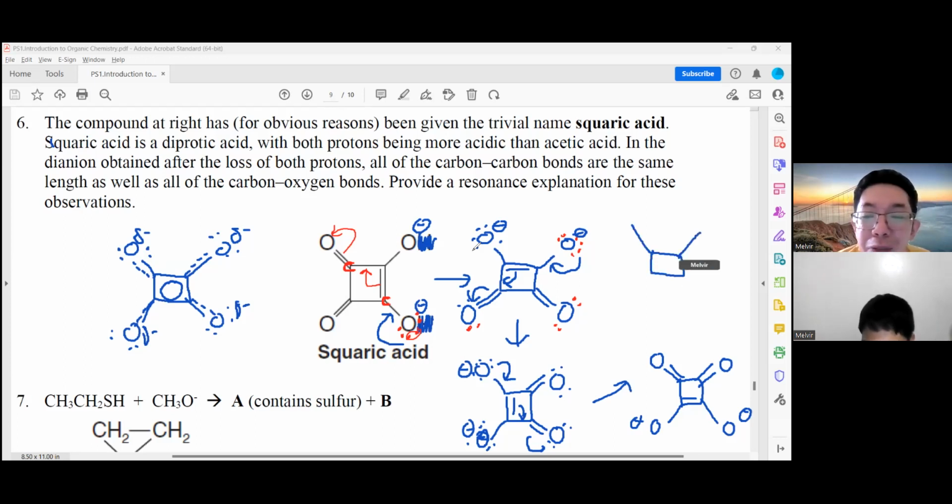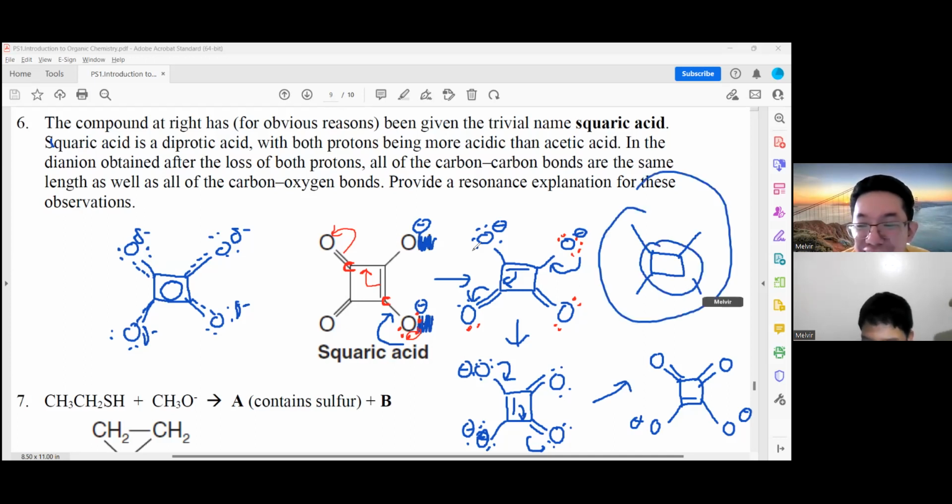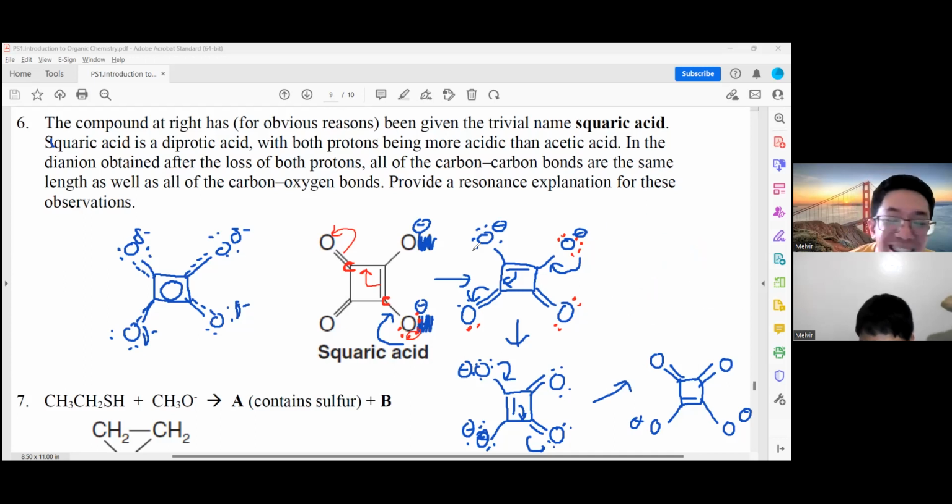It's shaped like a square and there's a square in the middle. So okay, it's a square acid. No. Why do you have a carbon-carbon bond? The carbon-carbon bonds are equal in length and the carbon-oxygen bonds are equal in length.